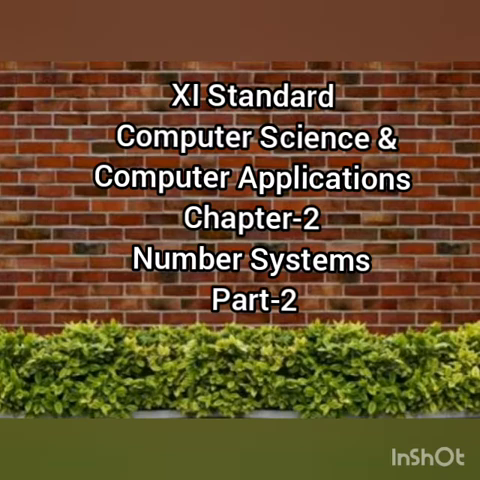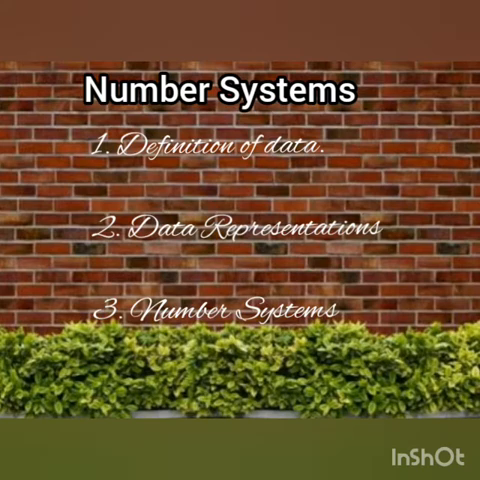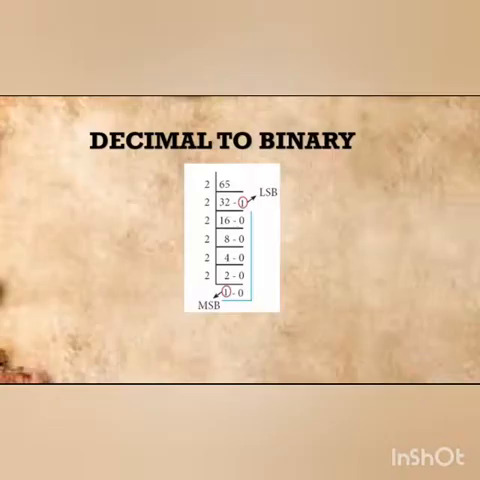This class is a continuation of the previous session. In the previous session, we have seen chapter 2, number system. In that, we have seen the definition of data and how the data are represented in the computer, and the types of number system, and also we have discussed the conversion of decimal to binary. I hope you worked out and understood the previous class.